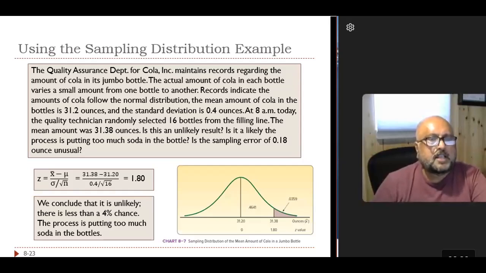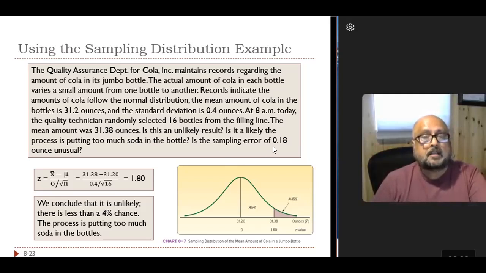All right, let's take a look. The Quality Assurance Department of Cola Incorporated maintains records regarding the amount of cola in jumbo bottles. They have a bottle filling plant, and the mean is 30.2 ounces, with a standard deviation of 0.4 ounces. A sample was taken with 16 bottles, and they found the mean of the sample was 31.38 ounces. The question is: is this acceptable or not?